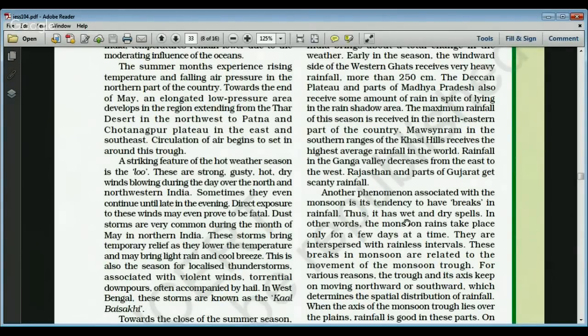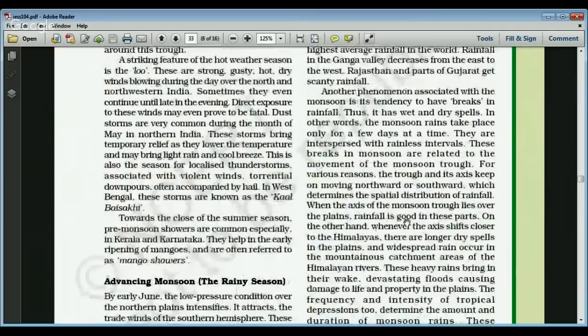Now, a very striking feature of the hot weather season is the Loo. They are very strong gusty, hot and dry winds. They blow during the day over north and northwestern India, in the parts of UP, Haryana and Punjab, and sometimes they even continue until late in the evening. Direct exposure to the Loo may even prove to be fatal, and dust storms are very common during the month of May in northern India.